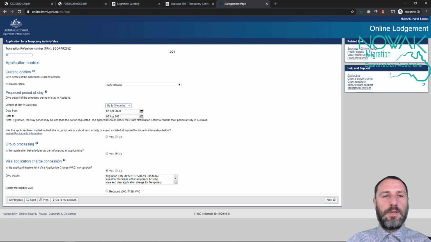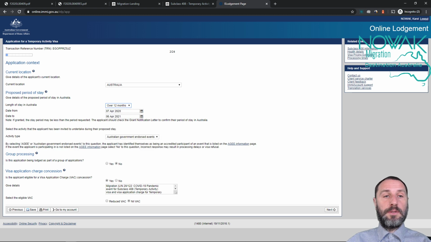So make your own decision: 3 months, or 12 months. All right, so let's say 12 months. Date from, date to, then activity type. This particular one is Australian government endorsed events. Is this application being lodged as part of a group of applications? If there are a few of you working together, living together, whatever, you may tick yes. Otherwise, if it's just you, no. Application charge concession, yes.